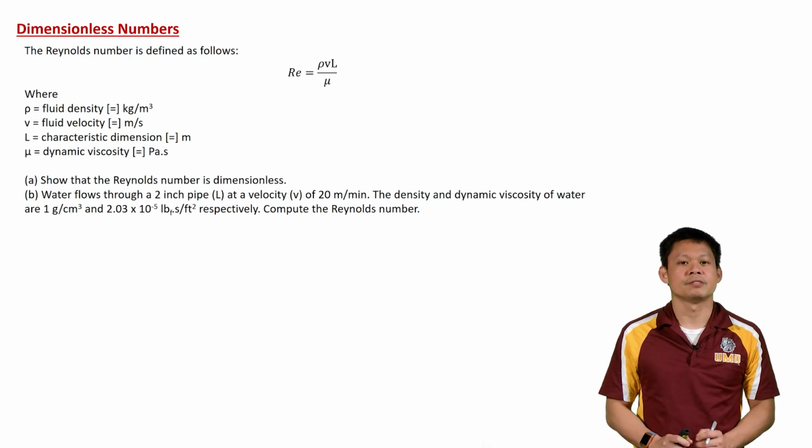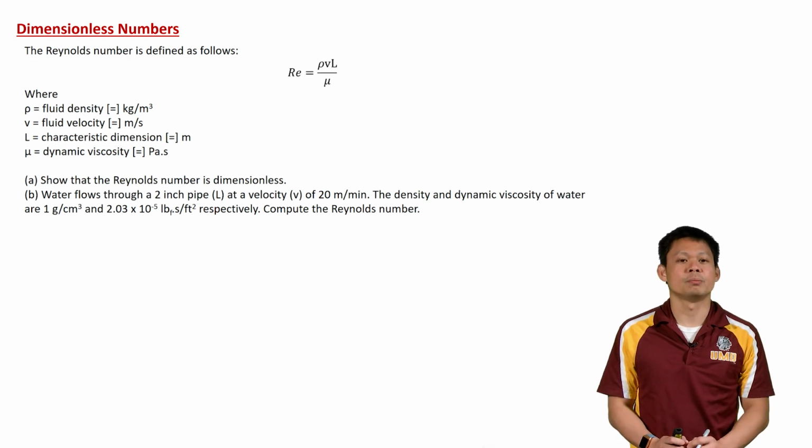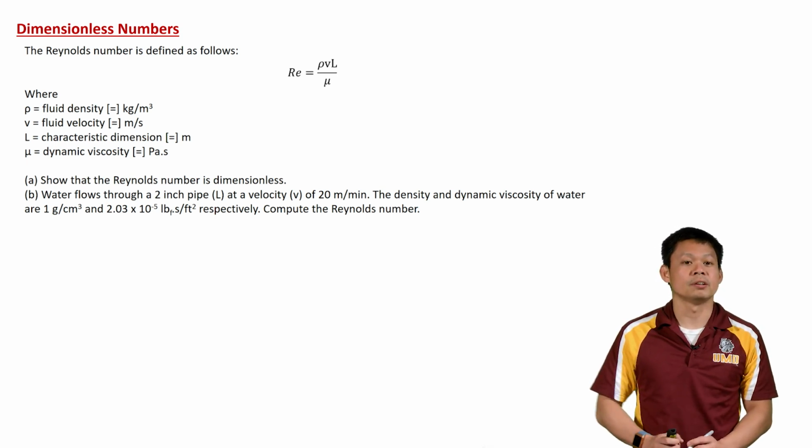Reynolds number is defined as follows, which is the product of rho times V times L divided by mu, which is the dynamic fluid viscosity. The definitions of each of these variables are shown down here, and we talked about them in the lecture.